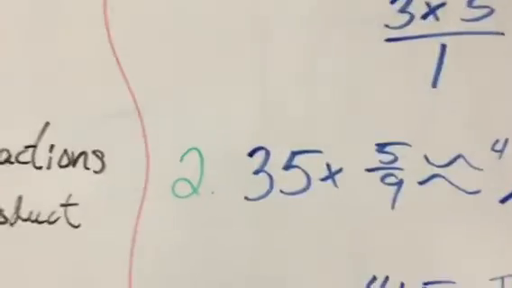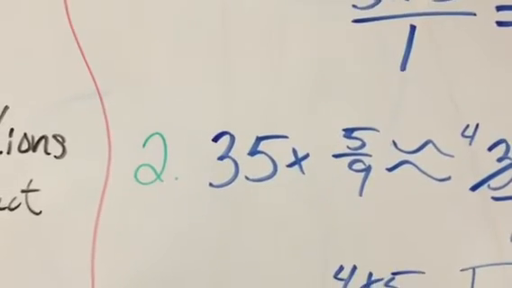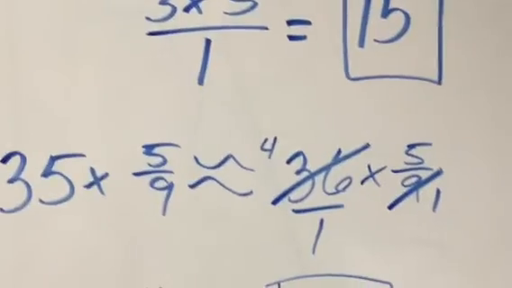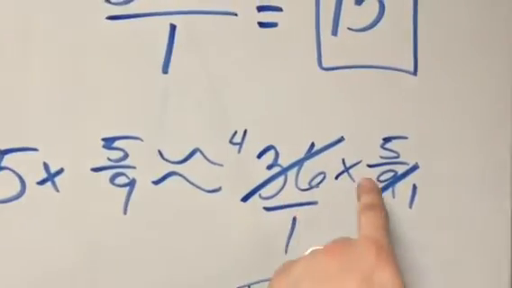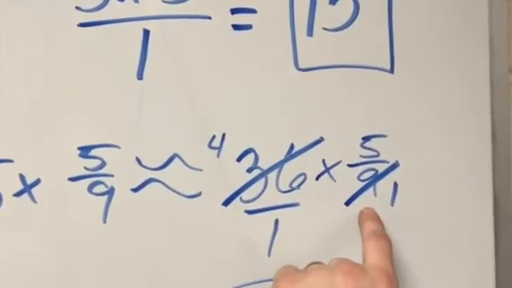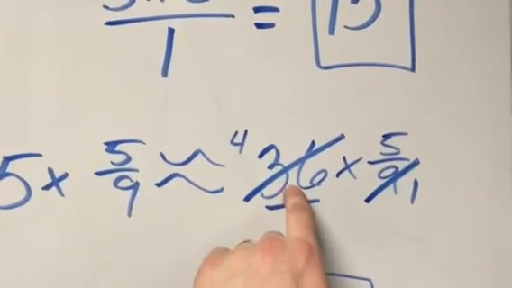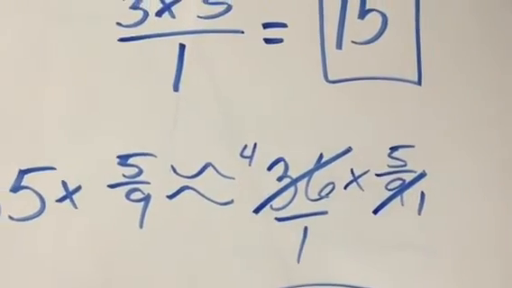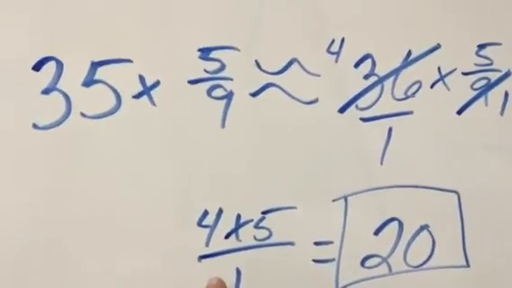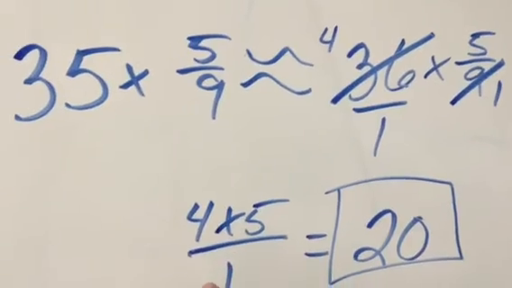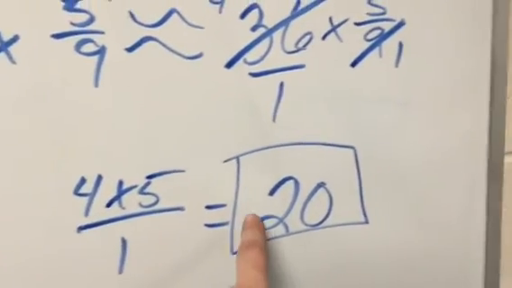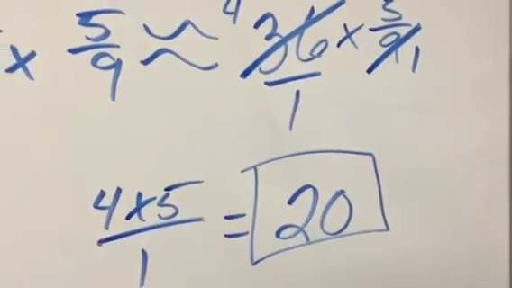In number 2, I had 35 times 5/9. Well, I changed the 35 to a 36 because I know that 36 was divisible by the denominator, which is 9. So I divided that by 9 and got 1, divided this by 9 and got 4. And then all I did was multiply the numerator times the numerator and the denominator times the denominator. And that gave me 20 over 1, which I know is just 20.